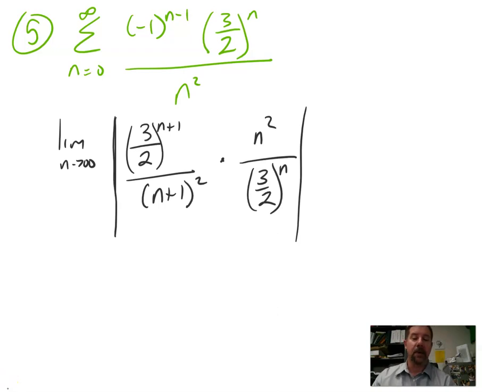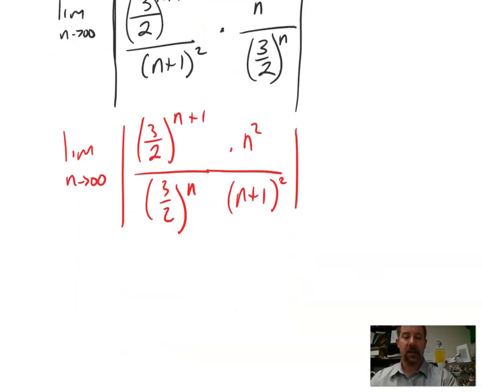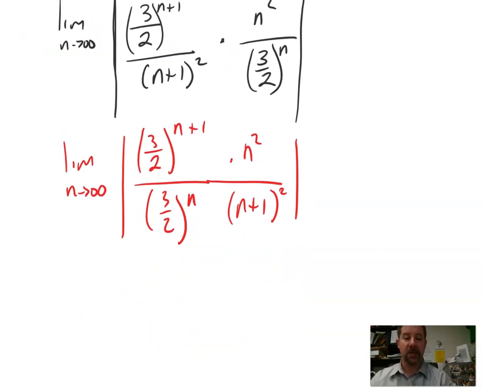Okay, so setting this up, we get the limit as n approaches infinity of the absolute value of 3 halves to the n plus 1 over n plus 1 squared. That's my whole next term, the plus 1 stuff. Times, and then I flipped it. Instead of just dividing by it, I skip, flipped, and multiplied: n squared over 3 halves to the n. And now I'm going to go ahead and rewrite this so that it's going to be easier to simplify. Sometimes I just like rearranging so they look a little bit nicer. And so I did that. I don't know if that step was 100% mandatory, but I kind of like it sometimes.